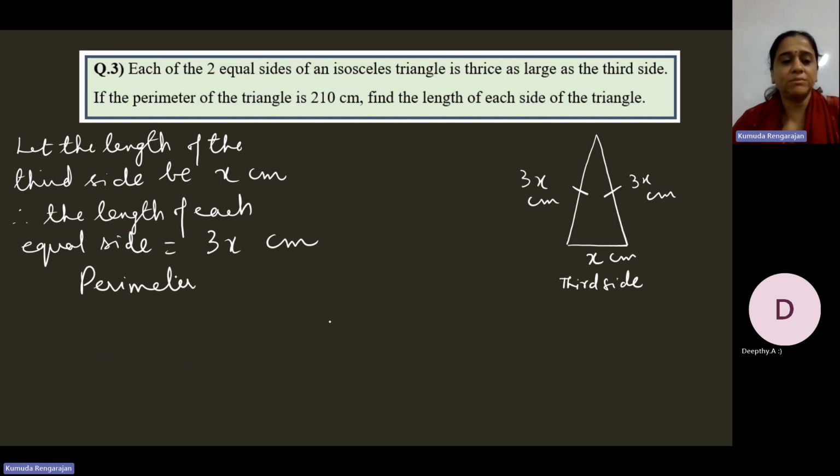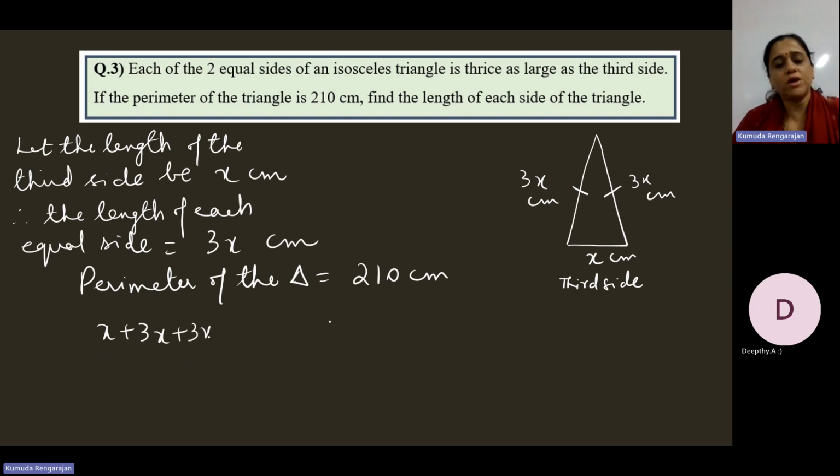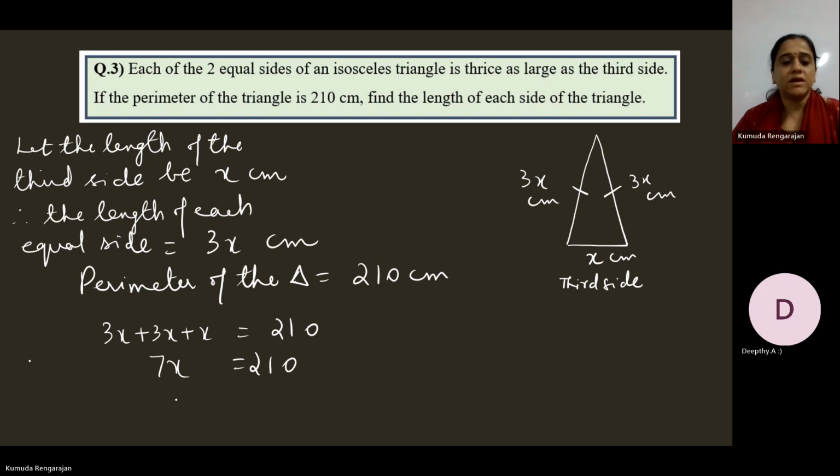Now the equation: perimeter of the triangle is equal to 210 centimeters. Don't write the symbol, you write triangle. So how do we find perimeter? Sum of the three sides. So x plus 3x plus 3x, or you can write 3x plus 3x plus x, any order, is equal to 210. So 3 plus 3 is 6, 6 plus 1 is 7. So 7x is equal to 210. x is equal to 210 divided by 7, which is 30. x is equal to 30.